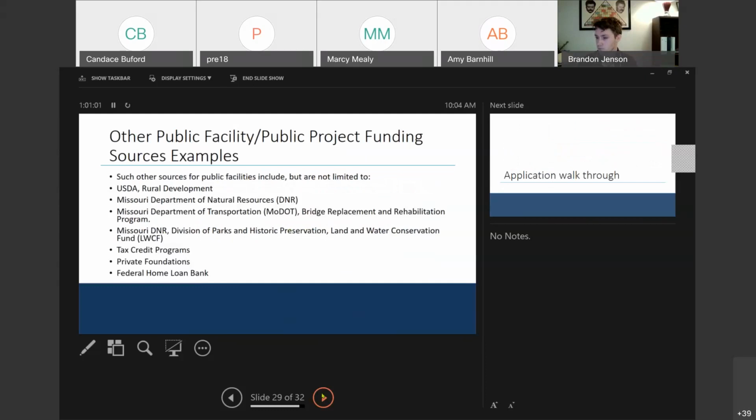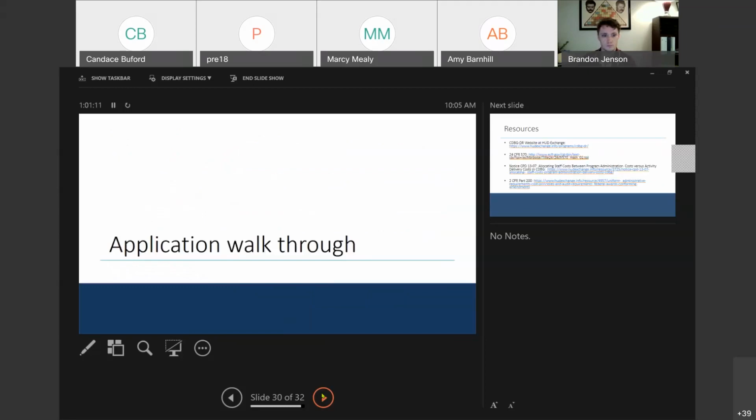Here's some other examples of the other funding sources that may be available for your projects. And I believe that concludes the financial portion of the budget preparation for your applications today.